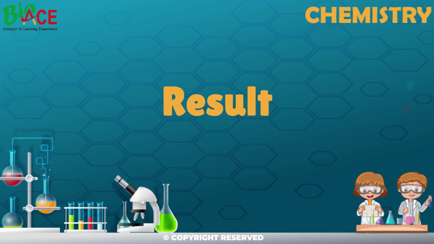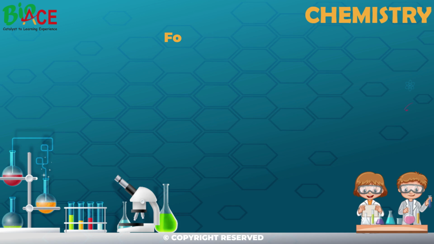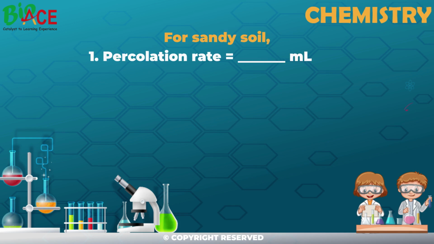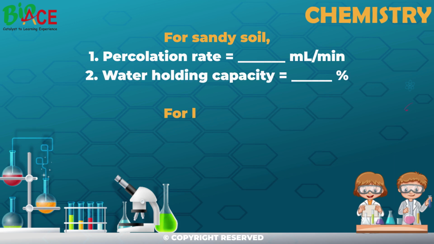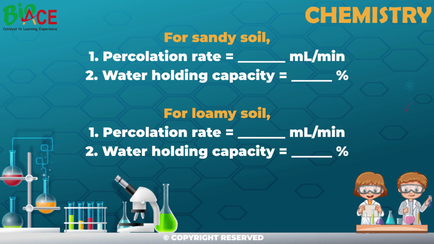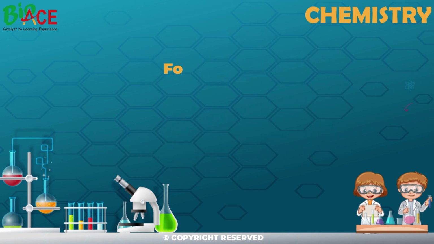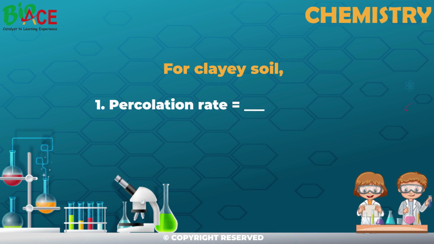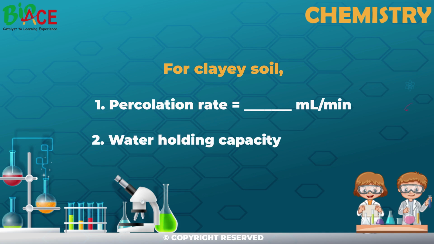Result. For sandy soil, 1. Percolation rate equals, 2. Water holding capacity equals. For loamy soil, 1. Percolation rate equals, 2. Water holding capacity equals. For clayey soil, 1. Percolation rate equals, 2. Water holding capacity equals.